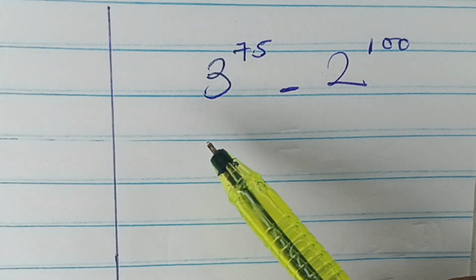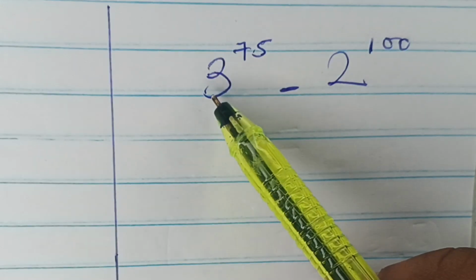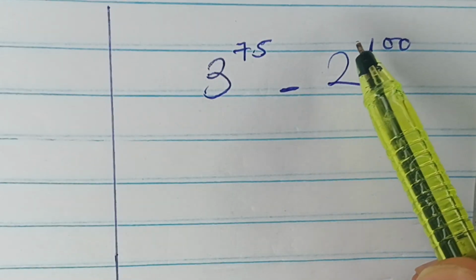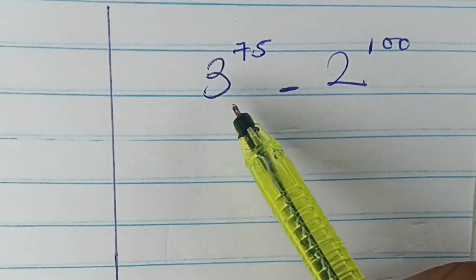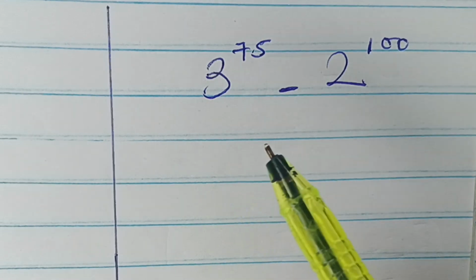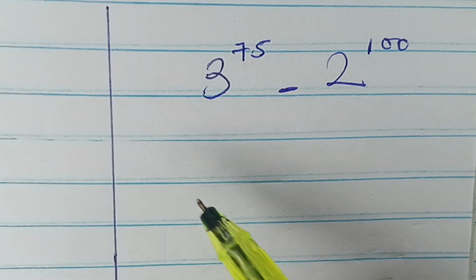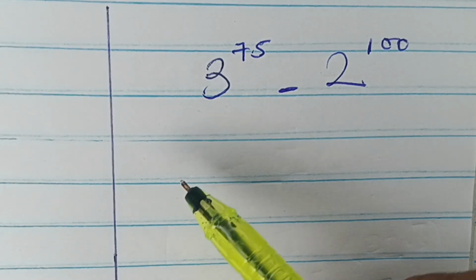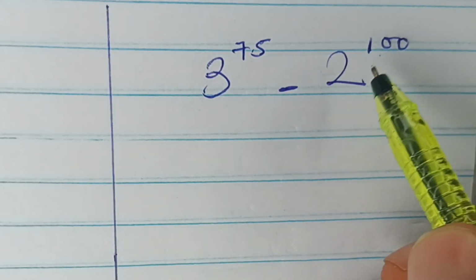Today we're going to find the larger number of 3 raised to power 75 and 2 raised to power 100. I know these numbers look quite ambiguous, but don't panic yet. I will show you guys today how we do this. Now, 3 raised to power 75 and 2 raised to power 100.